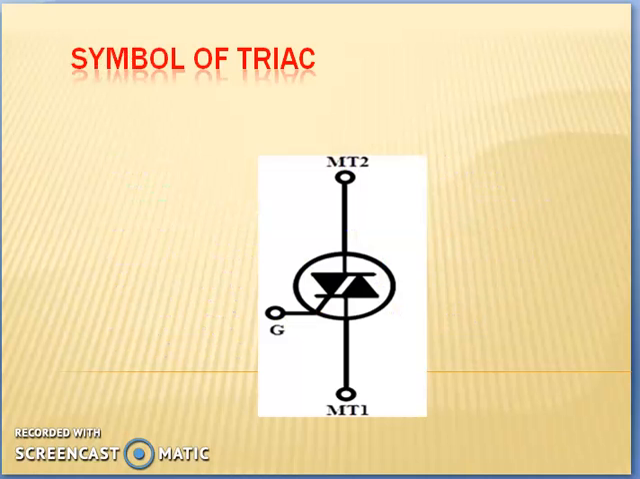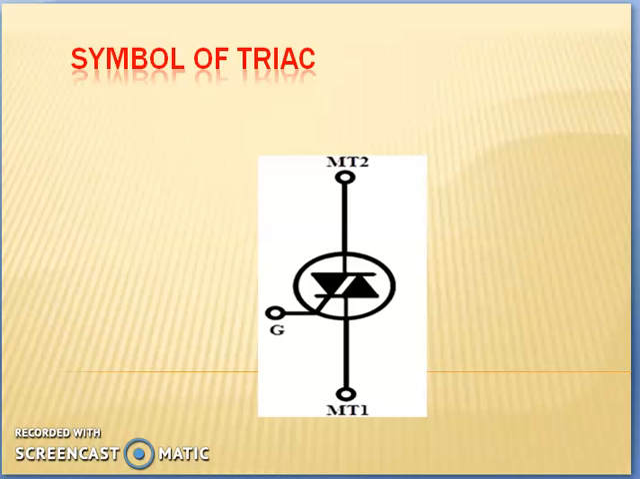Now, this is the symbol of the triac. Here you can see there are two SCRs, but both the SCRs are connected in anti-parallel, that is in inverse manner. So in the triac, the two SCRs are connected in anti-parallel. It is a three-terminal device, and the three terminals are: the first one is MT1, the second one is MT2, and the third one is the gate terminal.